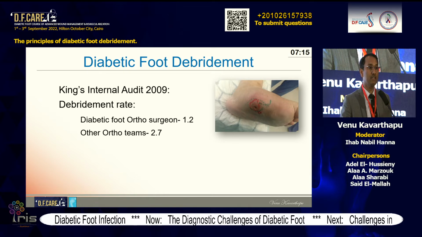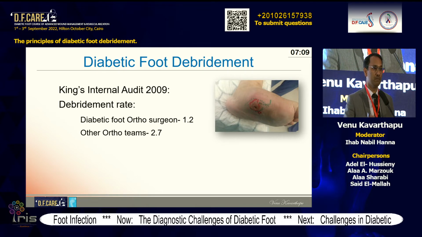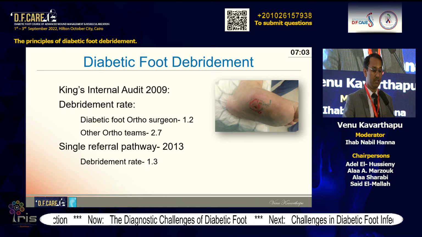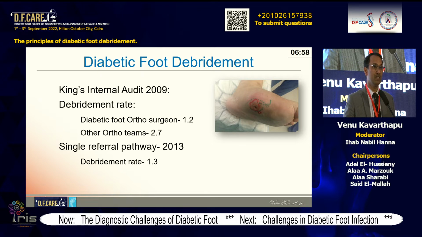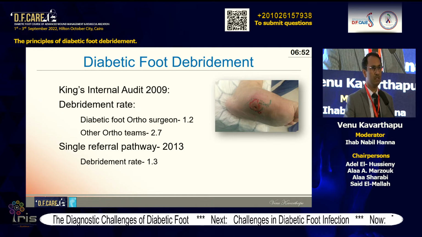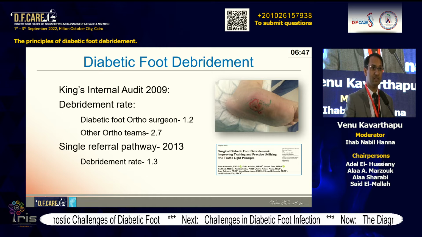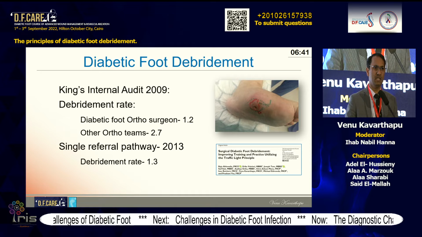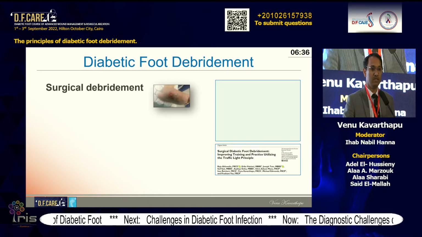But if you look at the other orthopedic colleagues who don't have the concept of the quality of debridement, the rate was much higher. So that initiated a single referral pathway for all such presentations in 2013. All diabetic foot infections are referred to us. At that time it was me, but the team has grown, and the redebridement rate still remained low. That resulted in a scientific study and this paper, considered one of the key papers on the quality of surgical debridement, by my colleague Raju Aluwalia.